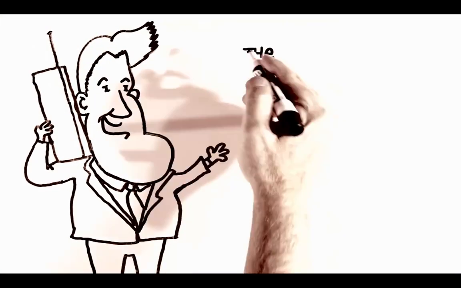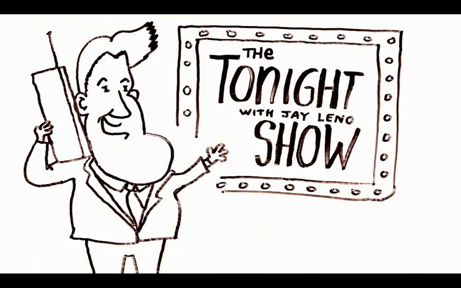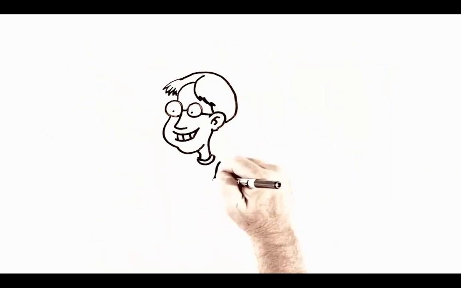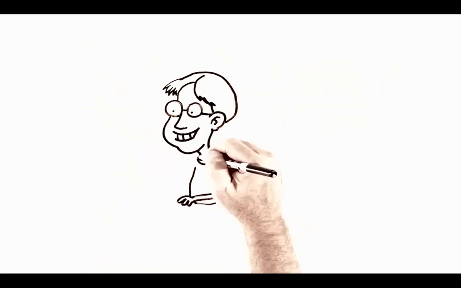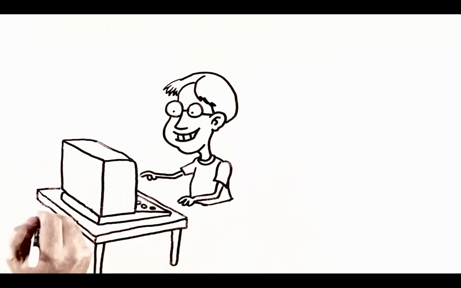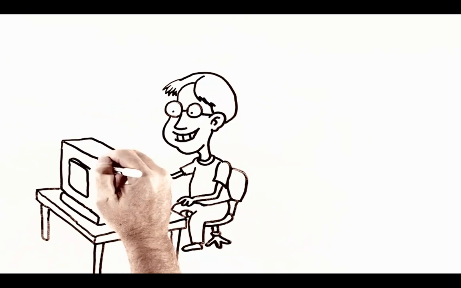It was August 1991. A 20-year-old computer science student named Linus Torvalds sat down at his computer in Helsinki to post what is now one of the most famous entries in computing history.